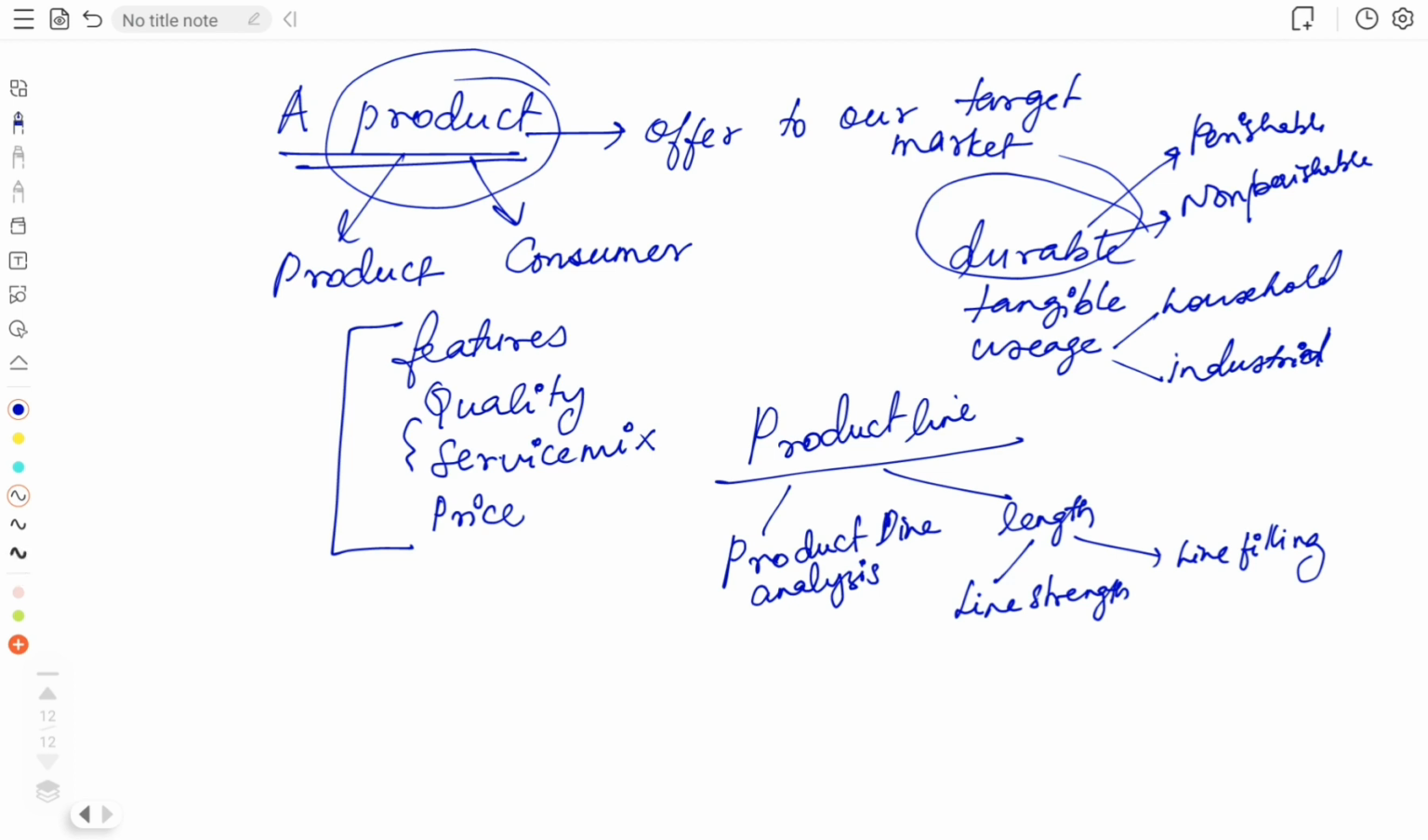Like they may create premium variants, maybe they will create budget or flagship variants, or they may create economy or budget friendly low priced variants. So all these things are different methods employed in line stretching.